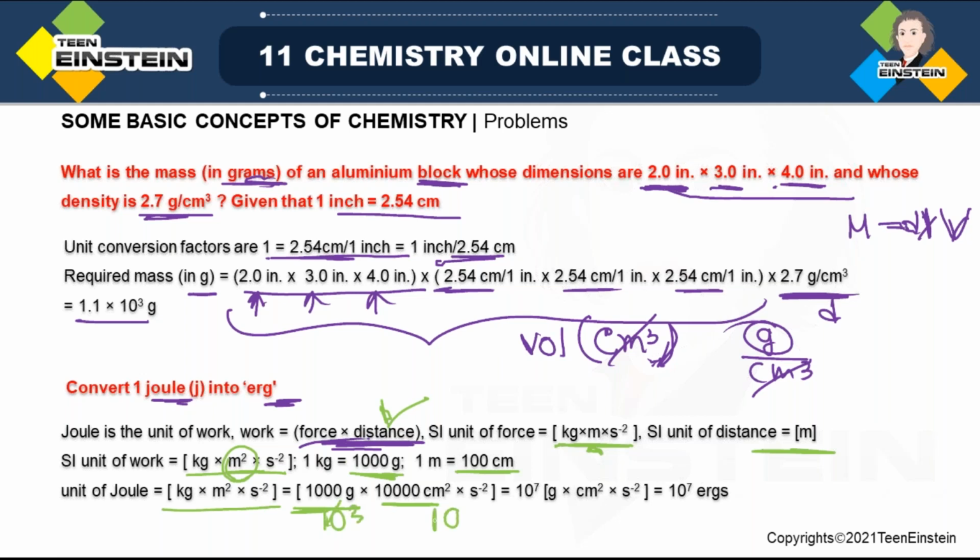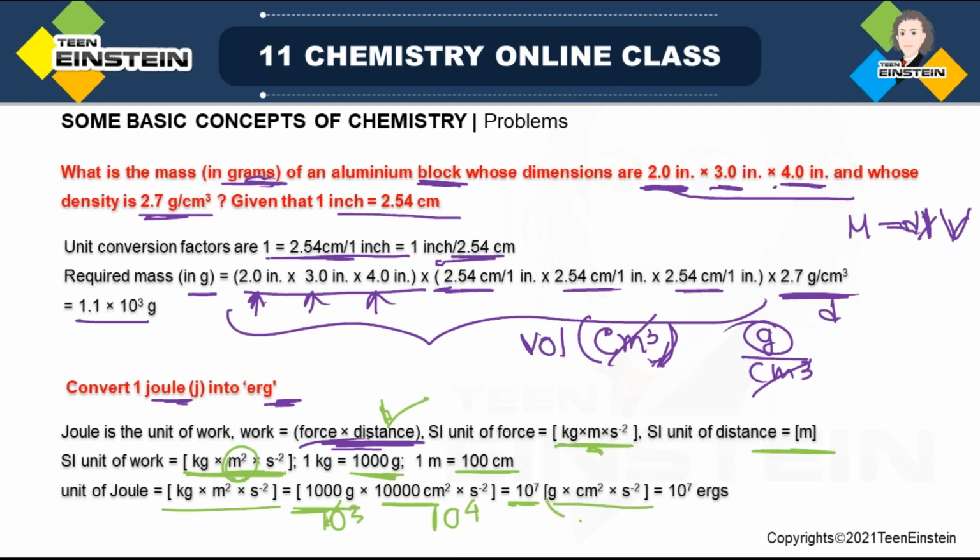This is 10 to the power 4. It will be 10 to the power 7. And again, see, it is gram into centimeter square per second square, the same format that you have followed in case of SI: kg into meter square per second square. But now it is gram into centimeter square per second square.